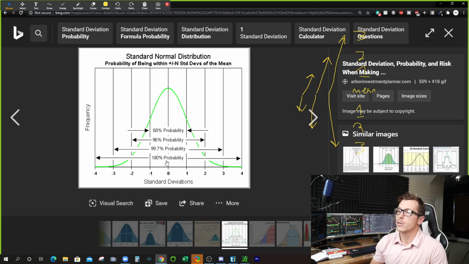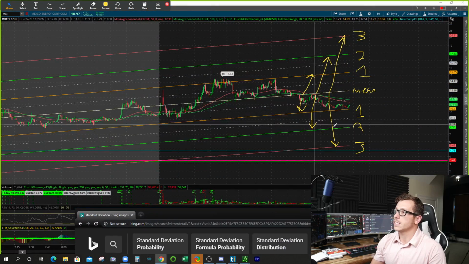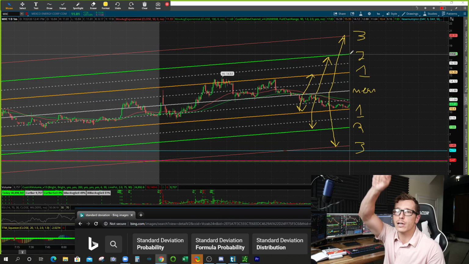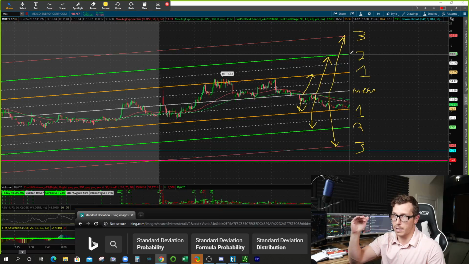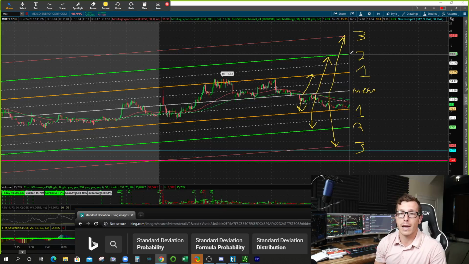Got it? So if we go to 2, you can see where 2 is at, 96. So if I came to this chart and said, hey guys, MXC is going to stay above the green line and below the green line, 96% of the time I would be correct. The price would not go outside the green on the bottom and it would not go outside the green on the top. I would be correct 96% of the time.